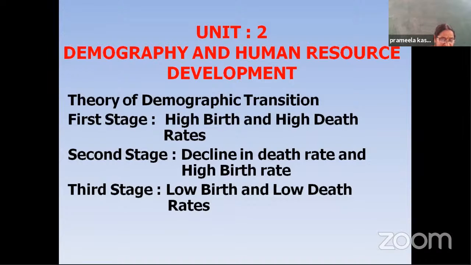Next, we can also find high birth rates in the first stage. In these economies, we find high birth rates because of the lack of education, superstitions and social beliefs, and giving priority to customs, and they are not ready to control the family size. So due to all this, it leads to a high birth rate in demographic transition.